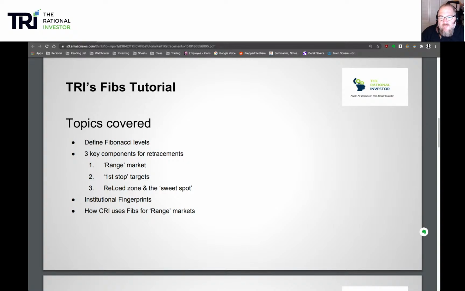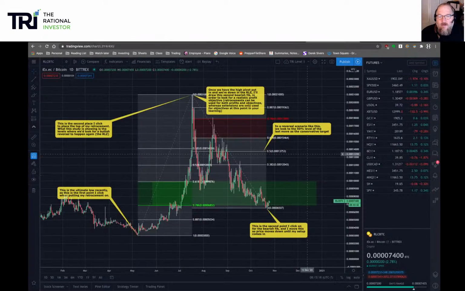And then the other thing that we look for, and this is really critical, is reload zones, okay? And that's the retracement range between the 61.8 and 78.6 level, okay? Let me show you what I'm talking about here.